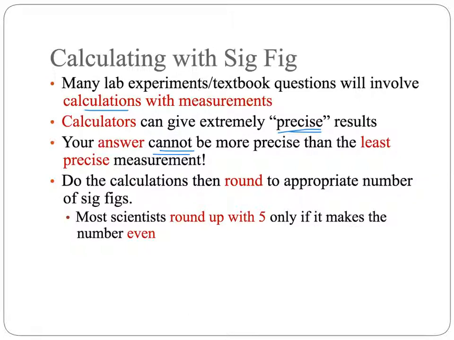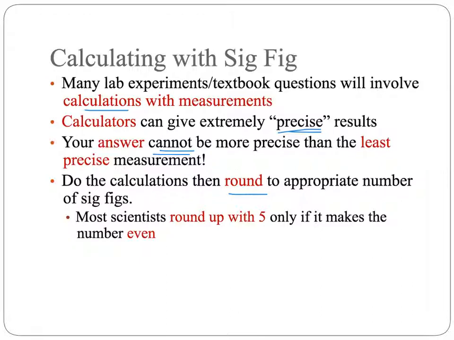You want to do your calculations and then round off to the appropriate number of significant figures in the answer. Don't round off too soon because that can skew your results the wrong way. So go ahead and use more "precise" numbers as you're doing the calculation, but then make sure you express your answer with the correct number.